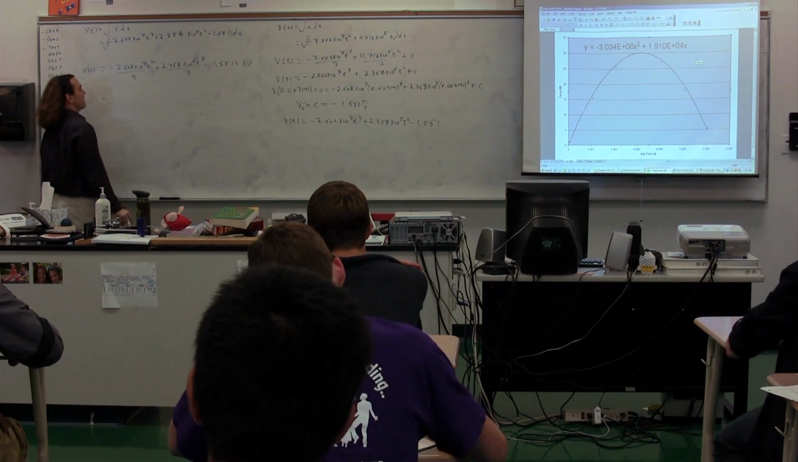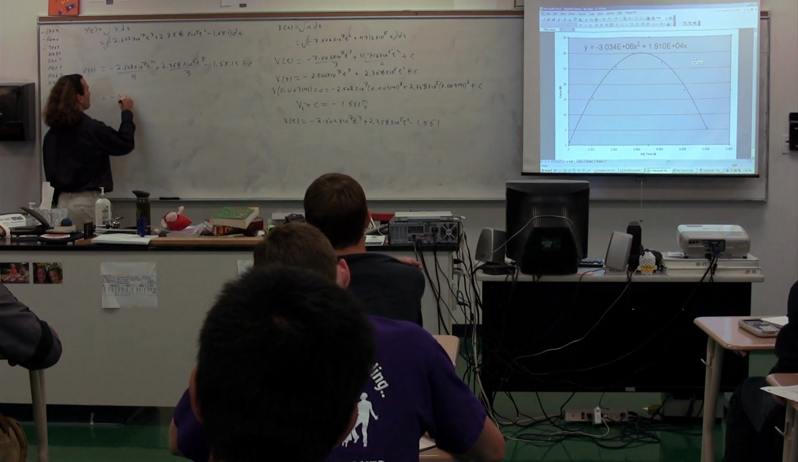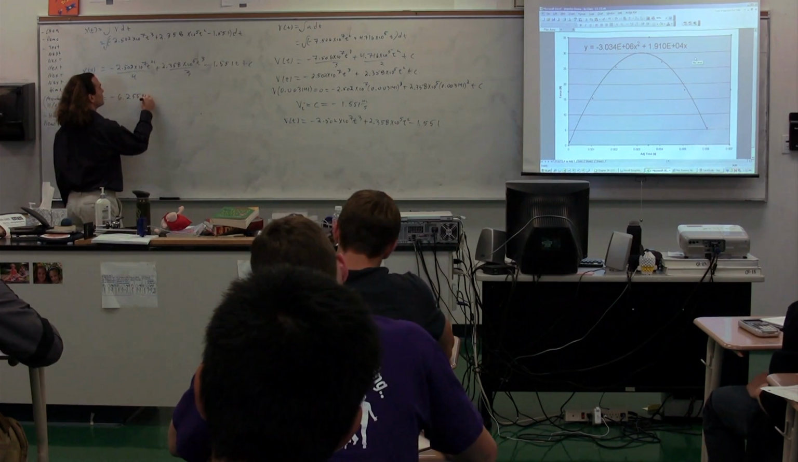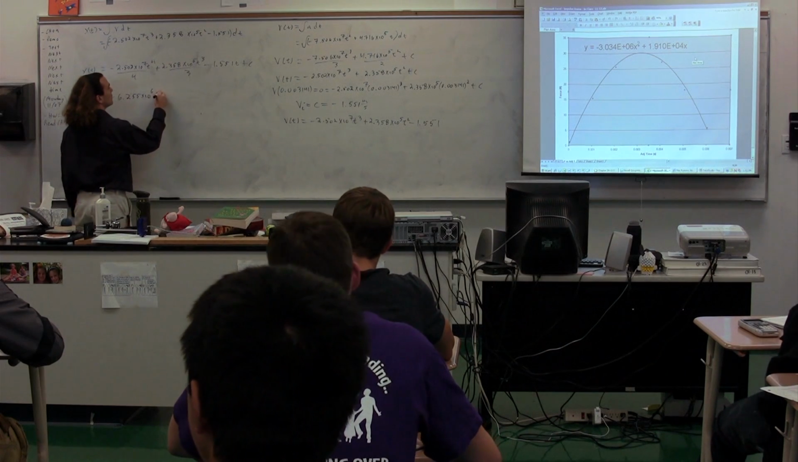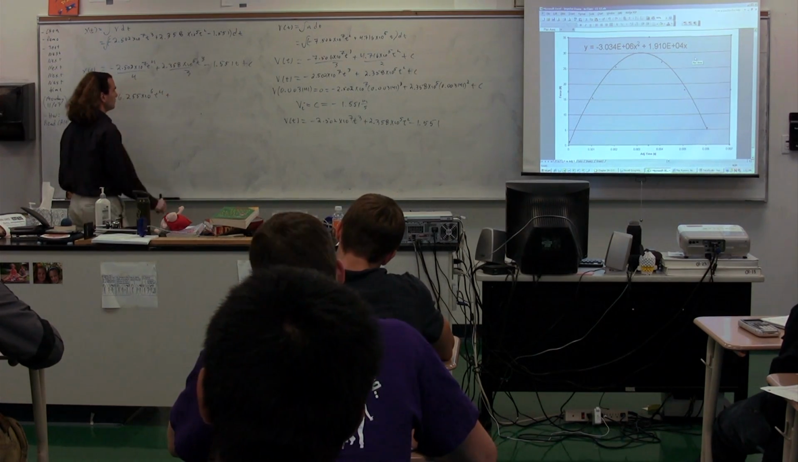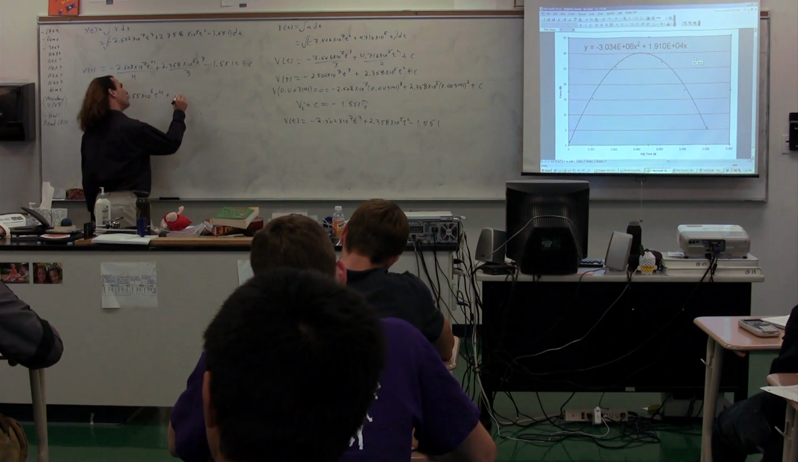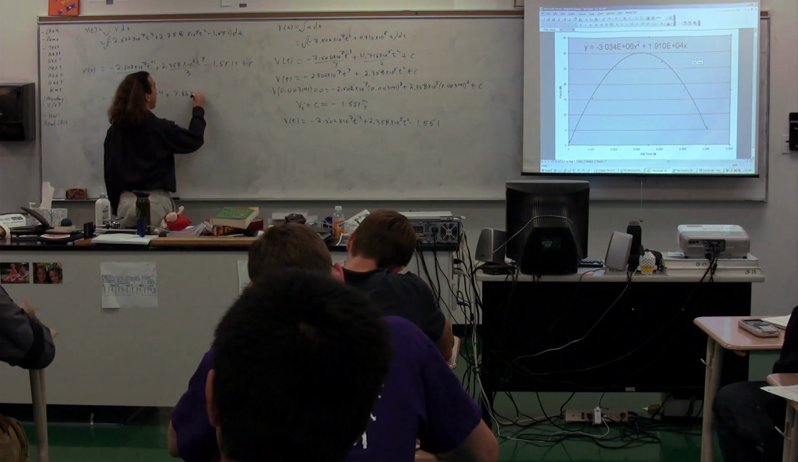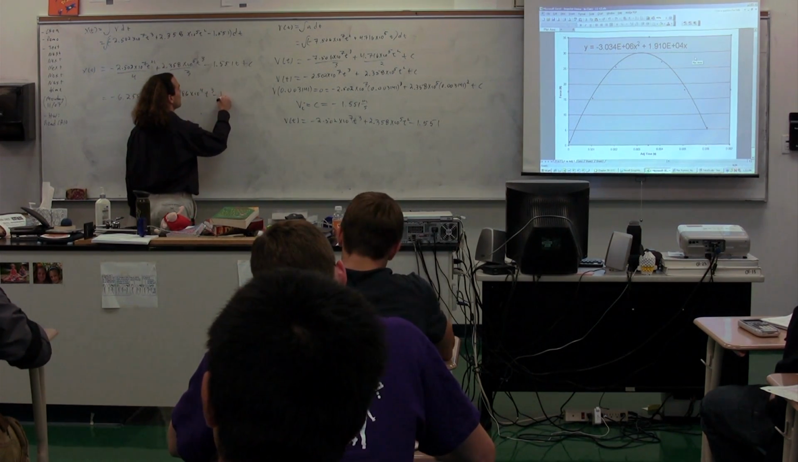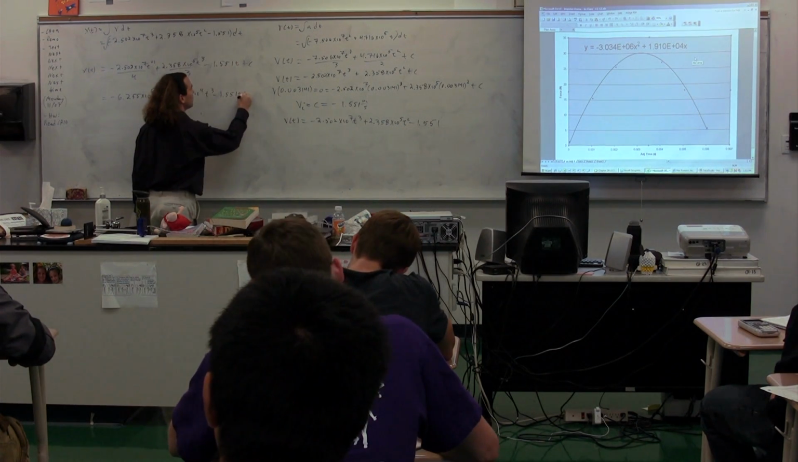2.502 times 10 to the 7th divided by 4 is 6.255 times 10 to the 6th. Yes, 6. Plus 7.86 times 10 to the 4th t cubed minus 1.551 t plus c.